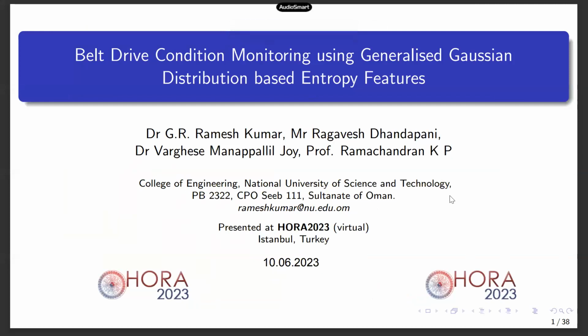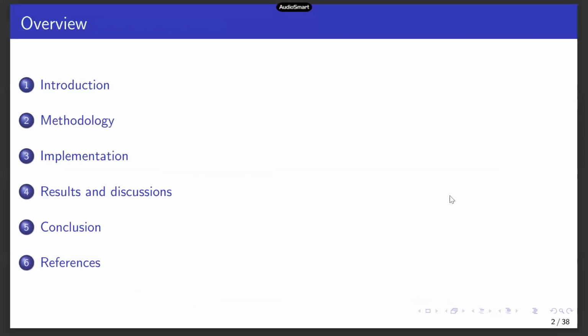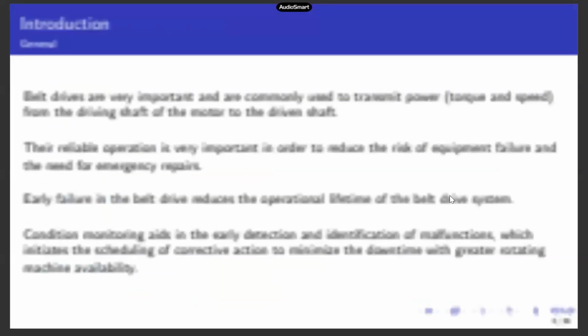I am Dr. J.R. Ramesh Kumar from National University of Science and Technology, Oman. Thanks for the opportunity given to me to present my research paper, Belt Drive Condition Monitoring using Generalized Gaussian Distribution-Based Entropy Features. I express my gratitude to my colleagues, Raghavesh and Varghese, and Professor K.P. Ramachandran. The overview: introduction, methodology, implementation, result and discussion, conclusion and references.